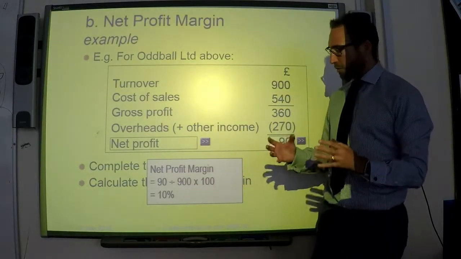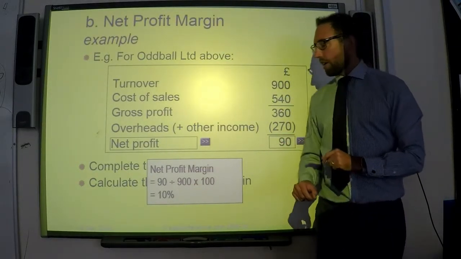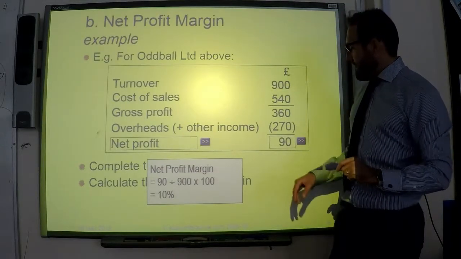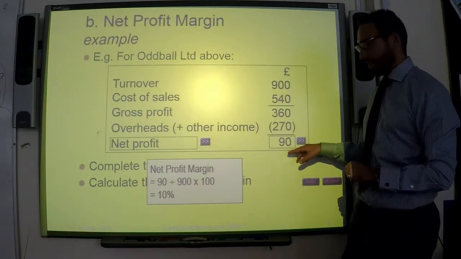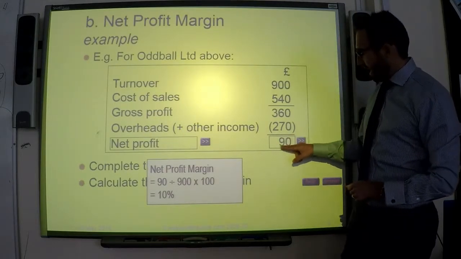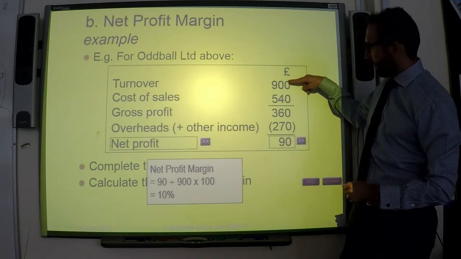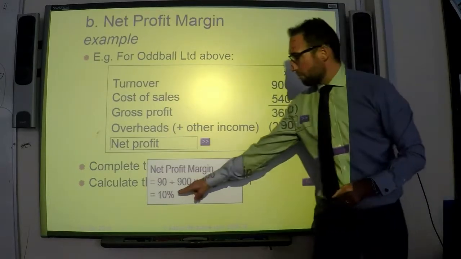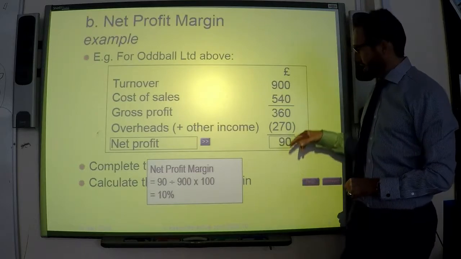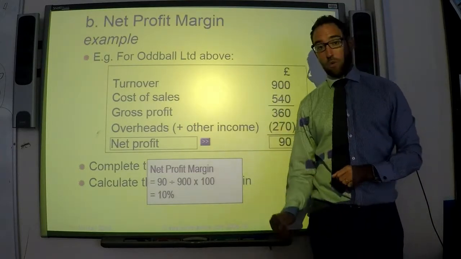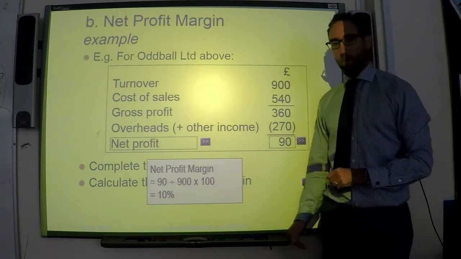So again, what do these margins show? They basically show efficiency. The lower your costs, the higher the profit, either net profit or gross profit. And the higher that is, as a percentage of revenue, the higher the margin. So a higher margin shows that the business is more efficient and it's getting its costs down. Okay, that's what these margins show.